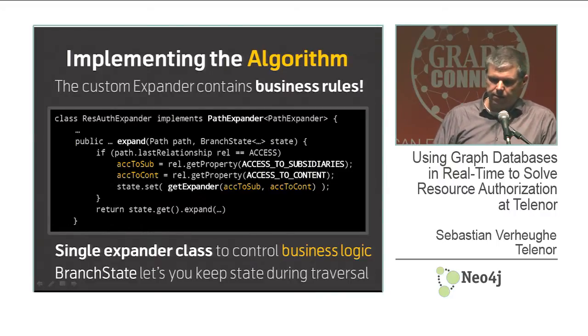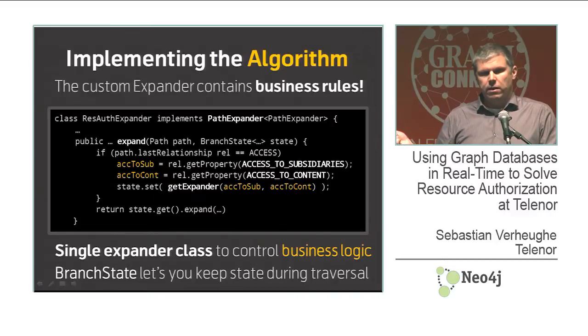So basically, when you're in a node, you expand. And if it's an access relationship, then you check for properties. Does it have access to subsidiaries, access to content properties? So we pick that up from the relationship. And we also find the kind of expander we want, because if you have access to everything, you're going to use that expander. And we set the expander because you have a state flag input on the traversal. So we put the right expander, set it as a state, and then you use that throughout the traversal of the graph.